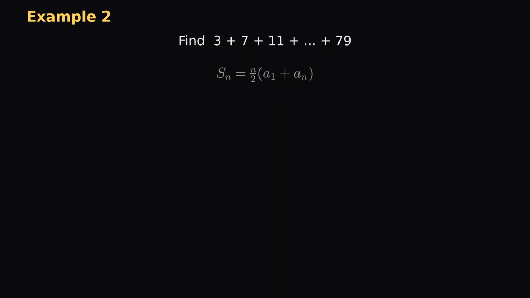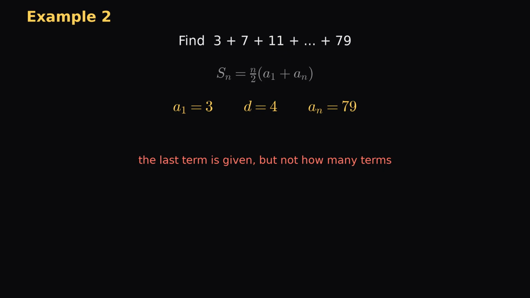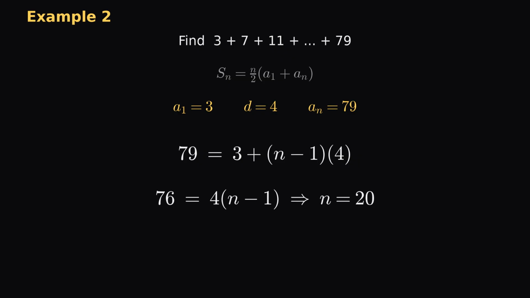Example 2. Find 3 plus 7 plus 11, all the way up to 79. This time we're given the last term, but not how many terms there are. So we find n first, using the nth term formula. 79 equals 3 plus (n minus 1) times 4. Subtract 3 from both sides. 76 equals 4 times (n minus 1). Divide by 4. 19 equals n minus 1.